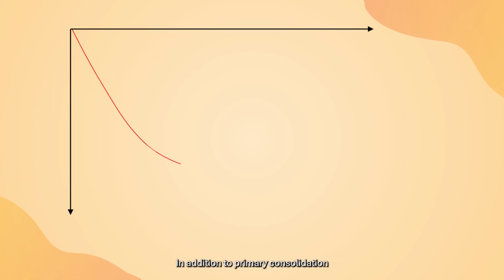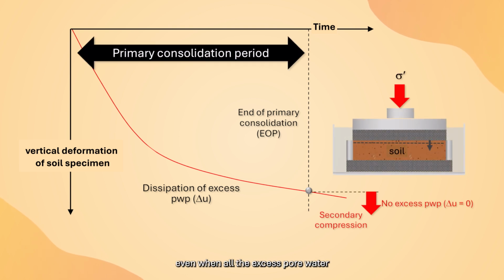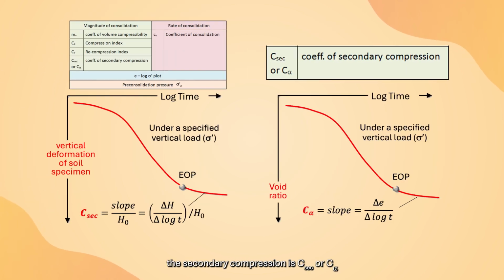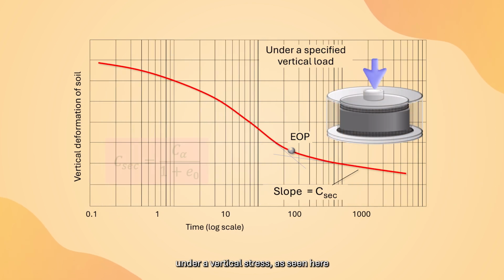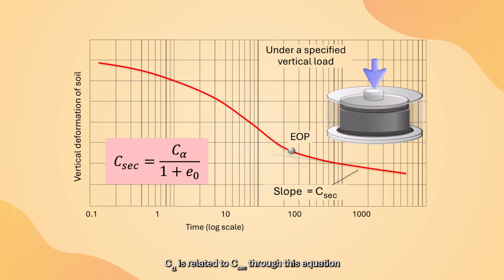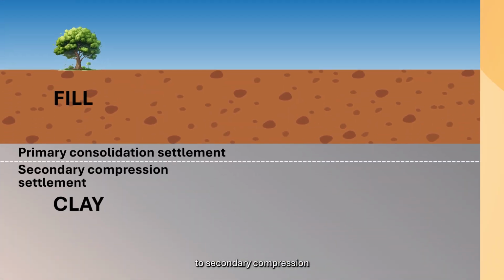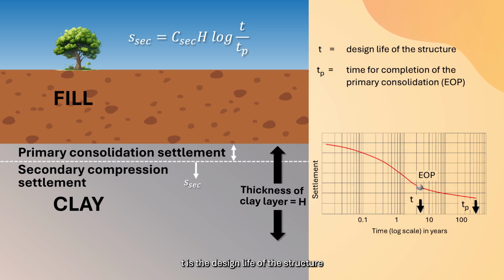In addition to primary consolidation, there is secondary compression, which occurs in the soils even when all the excess pore water pressure has completely dissipated. The soil parameter that characterizes the secondary compression is C secondary or C alpha. C secondary can be determined in the odometer test under a vertical stress as seen here. C alpha is related to C secondary through this equation. The settlement due to secondary compression may be calculated from this equation. T is the design life of the structure and TP is the time for completion of the primary consolidation.